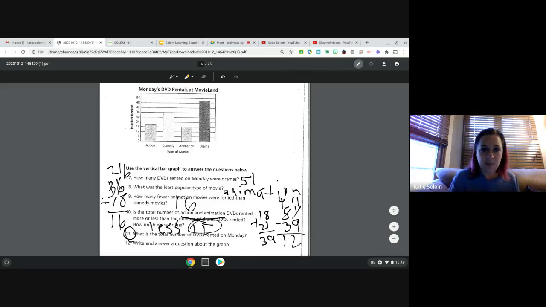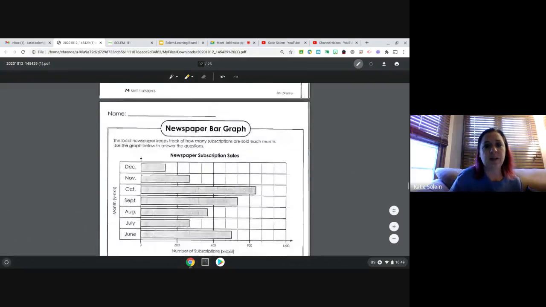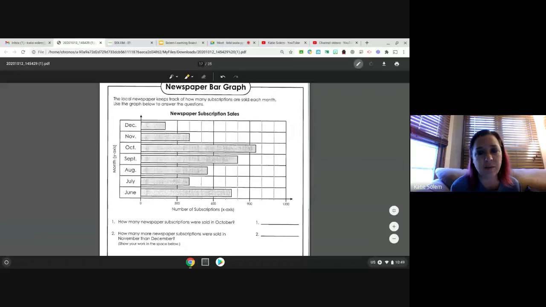Now, your job today, you have 2 sheets that you're going to do. The first one is called newspaper bar graph. It says the local newspaper keeps track of how many subscriptions are sold each month. Use the graph below to answer the questions. So they're keeping track of how many people are ordering the newspaper in December, November, October, September, August, July, June.